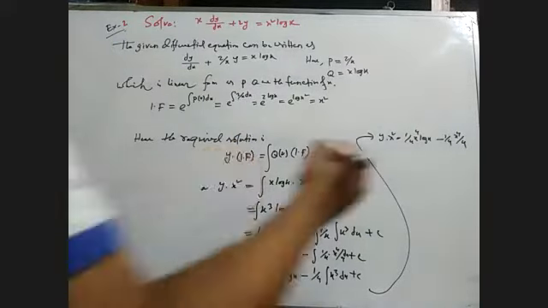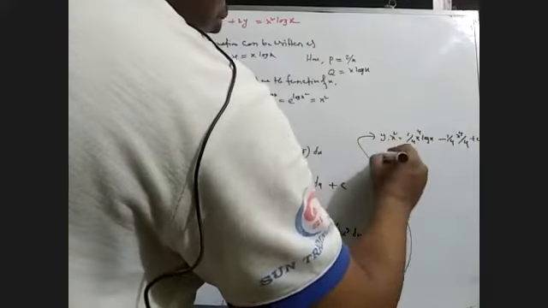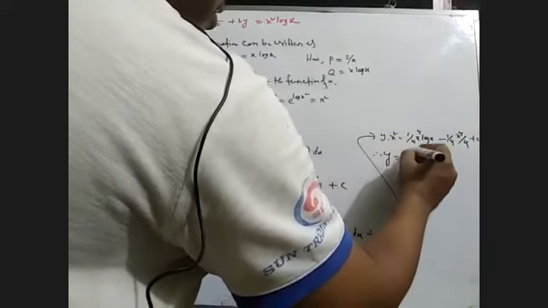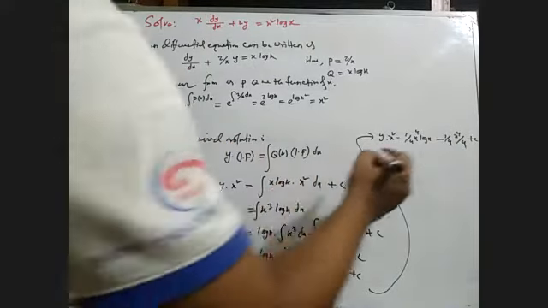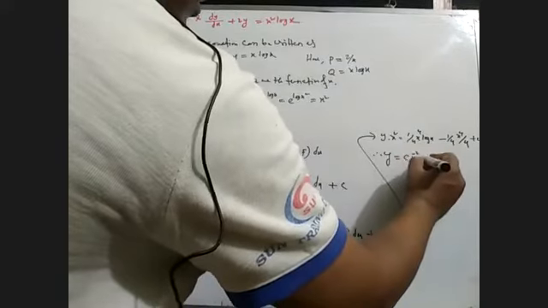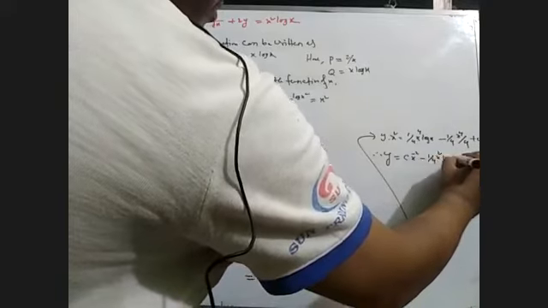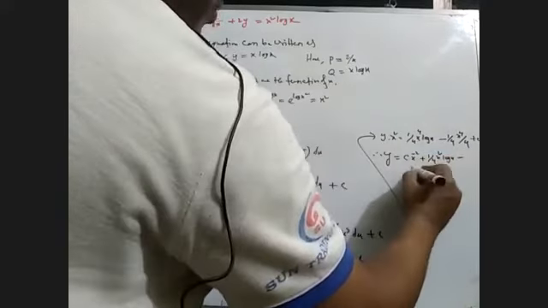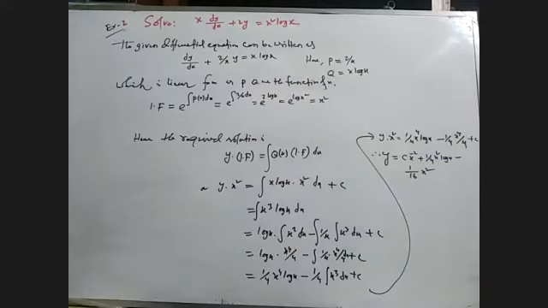Okay, plus c. This will be equal to... Therefore, y equals, dividing by x square on both sides, we easily get c minus 1 by 4 x square log x minus 1 by 16 x square. This is the result, or required solution of the given differential equation.